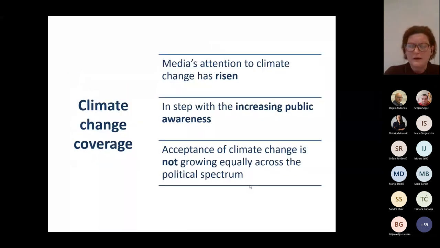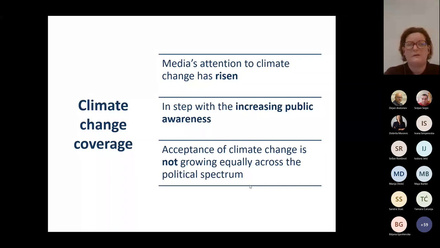As we have told before, there is an increasing climate change coverage nowadays. Of course, we know that media attention to climate change has risen, and of course, in step with the increasing public awareness. So we are more aware now that climate change is happening. And of course, as we mentioned earlier, acceptance of climate change is not growing equally across the political spectrum.